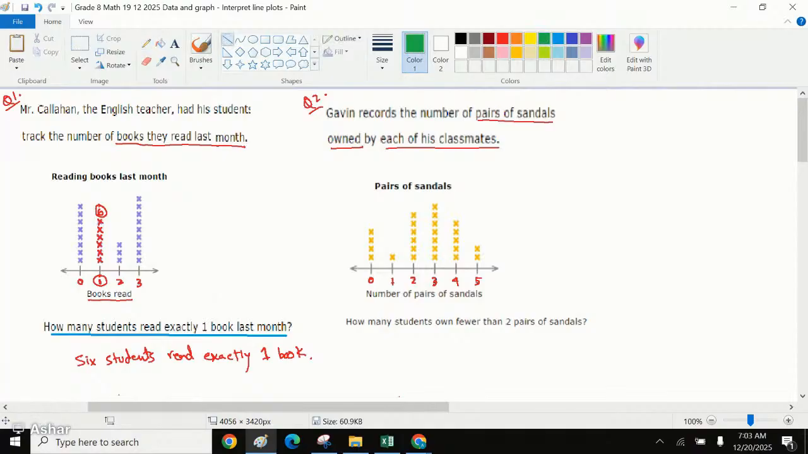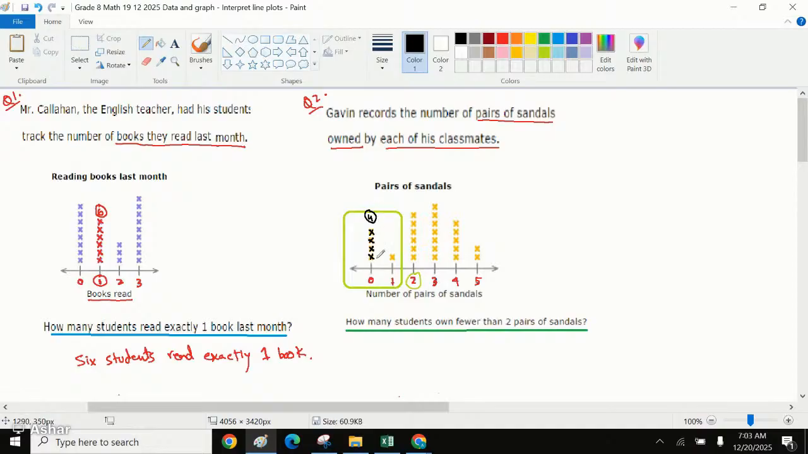So let's look at the question. How many students own fewer than 2 pairs of sandals, right? Less than 2 pairs. It could not be 2 pairs, right? So if we need to find a value that is less than 2, then it cannot be 2. We cannot consider 2 pairs. So we need to consider the value that is less than 2. So we need to take 1 pair or 0 pairs. So let's count them. For 0 pairs, it was 1, 2, 3, and 4.